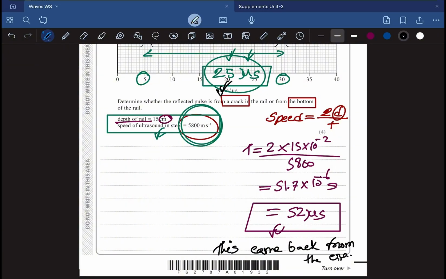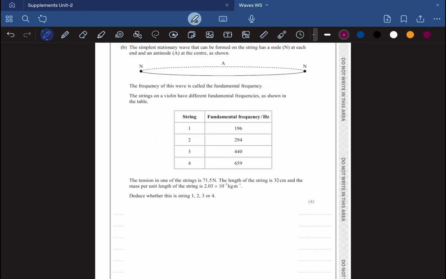Now this question says the simple stationary wave that can be found on the string has a node at each end and an antinode at the center. We know where there is a node there is no amplitude, and where there is an antinode there is maximum amplitude, right? But in this question it's a bit different. It says the frequency of the wave is called the fundamental frequency. The strings on a violin have different fundamental frequencies as shown.